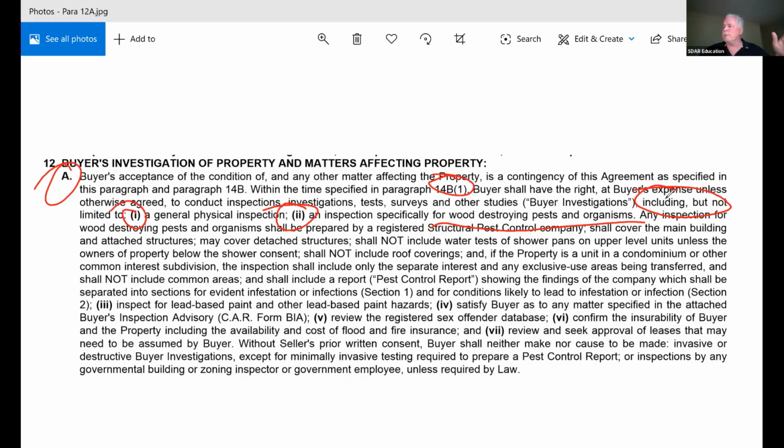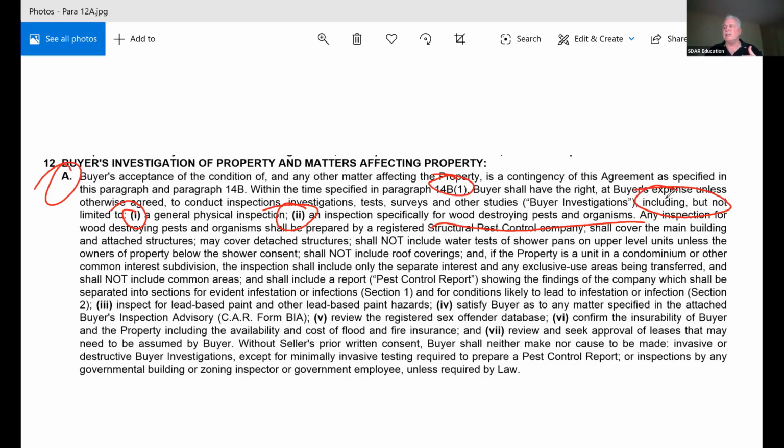Any inspection for wood destroying pests by a registered structural pest control company covering the main building, attached structures, may cover detached, shall not include water tests of shower. All this language was in the old contract. Does not include roof coverings. If the property is a condominium or common interest, it shall only include the separate interest. So maybe the interior of a condo, depending on how the CC&Rs are written, okay? And any exclusive use areas that are being transferred. So you have a patio that is your exclusive use, okay? And shall not include common areas, shall include a pest control report showing the findings of the company.